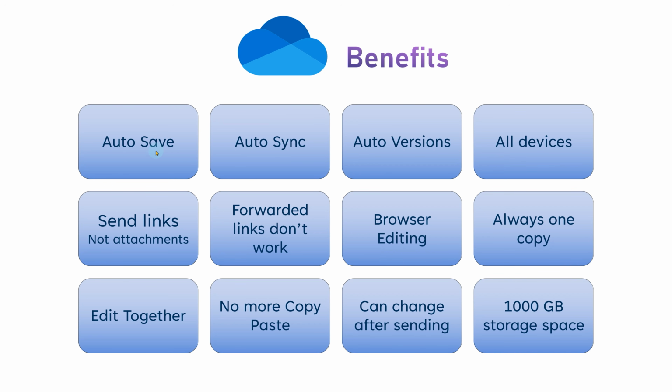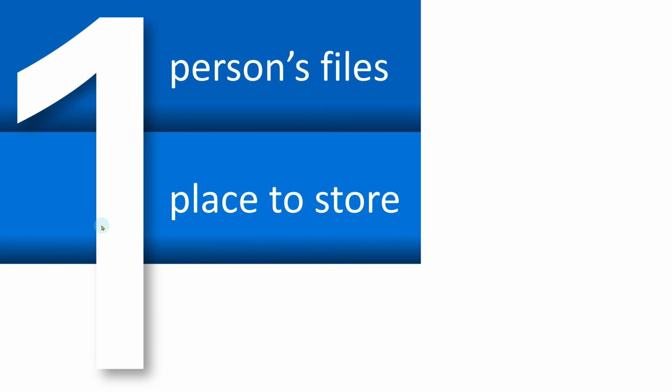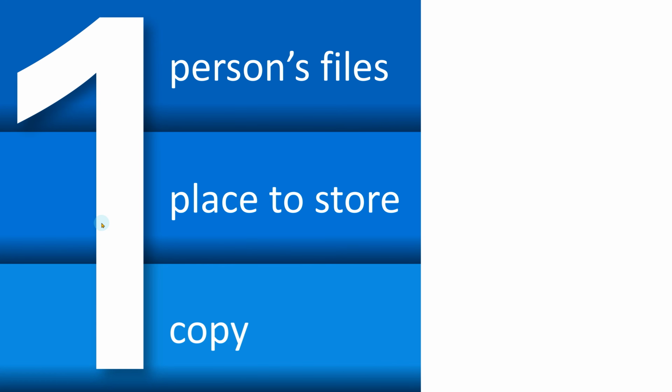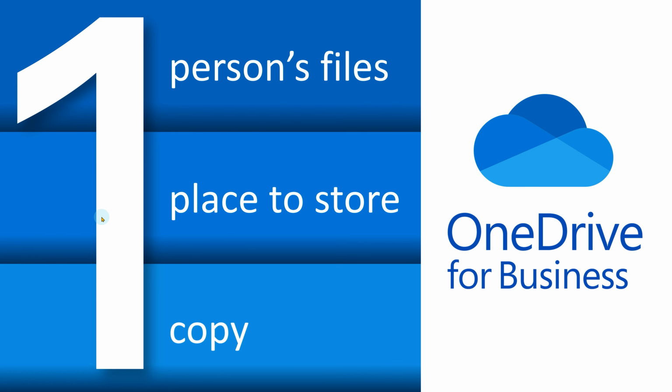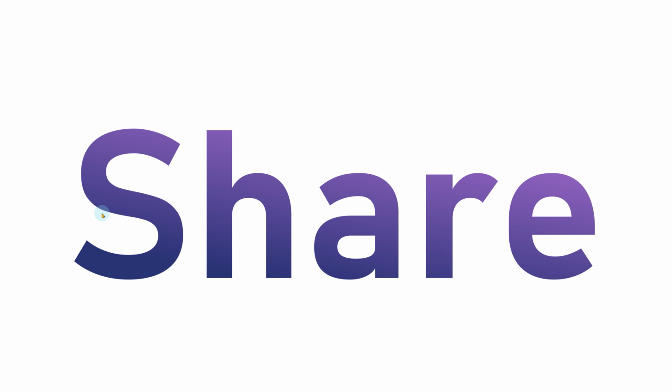Now, many of the benefits of OneDrive are automatic, auto-save, auto-sync. But the most important thing you have to do something about. You have to stop sending files to people, because OneDrive is one place for one person's file and one copy of the file. You keep the copy safely in OneDrive and stop sending the file copy to others as attachments. Let them come and edit your file. So share a link, not a file.